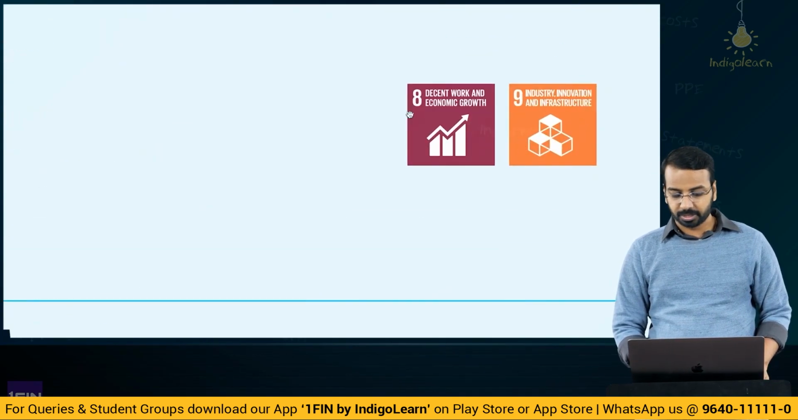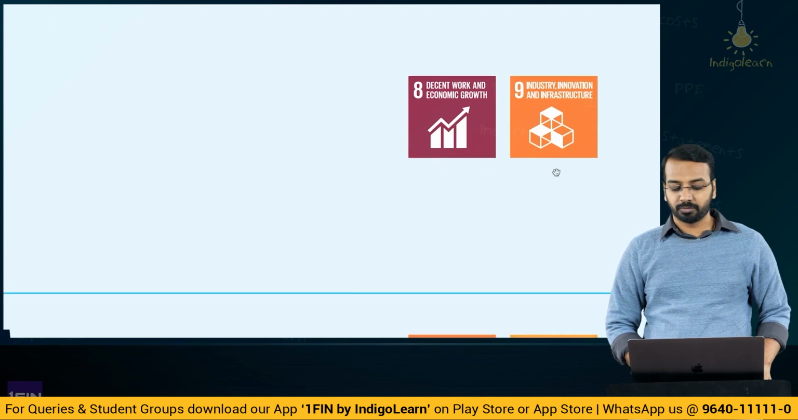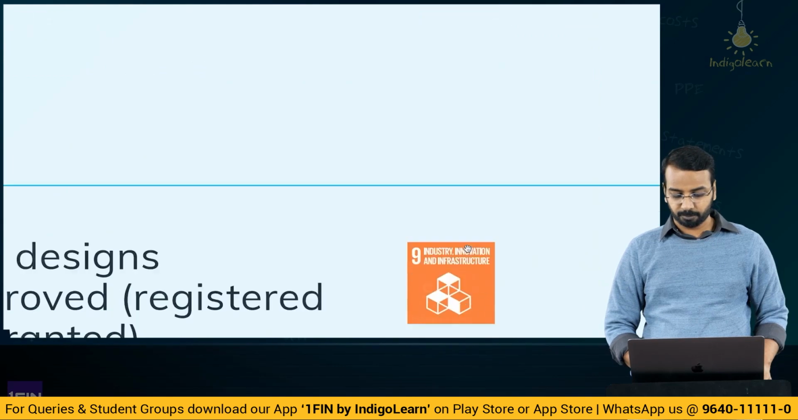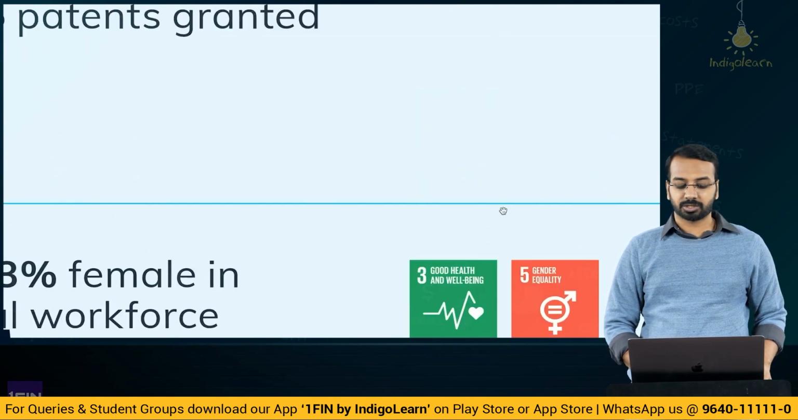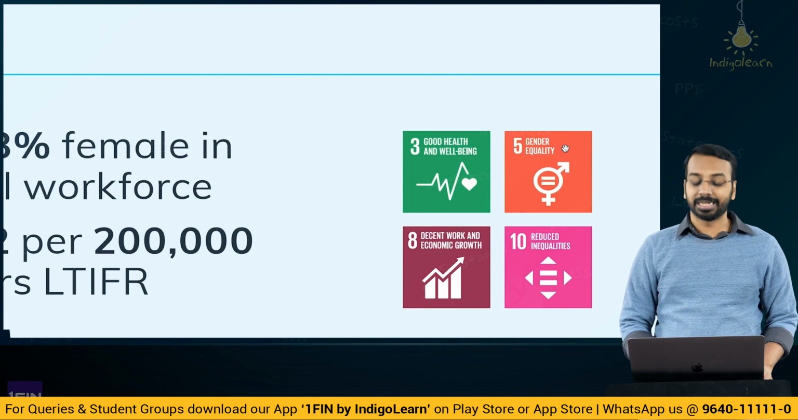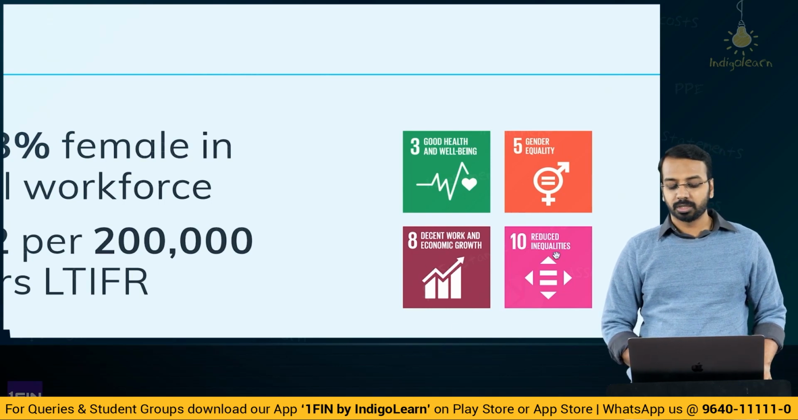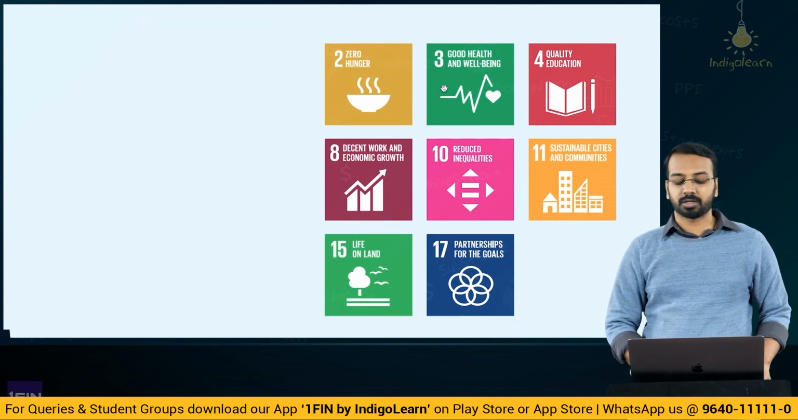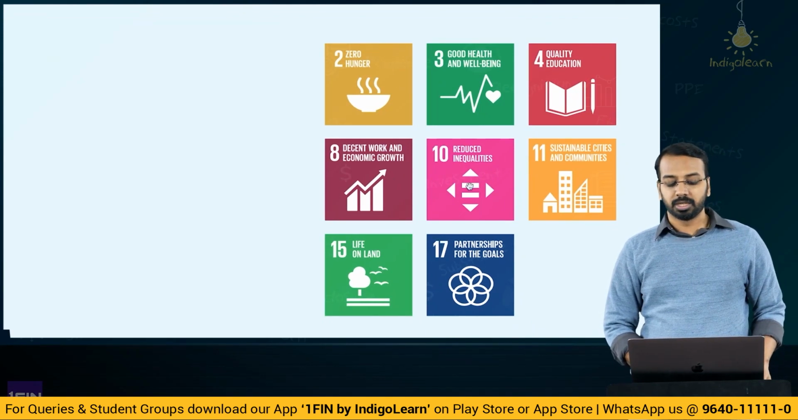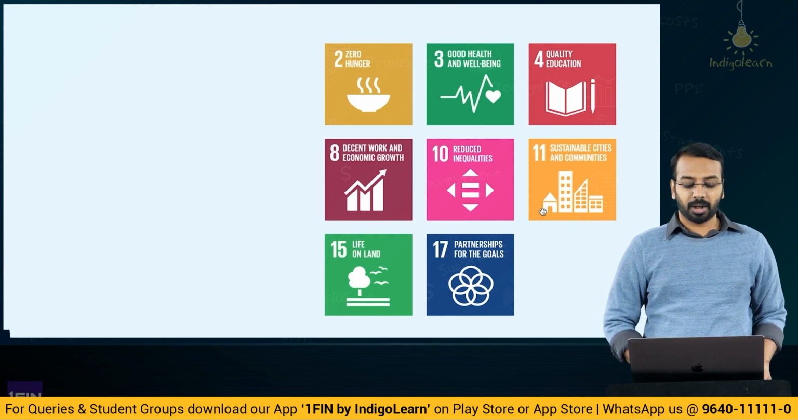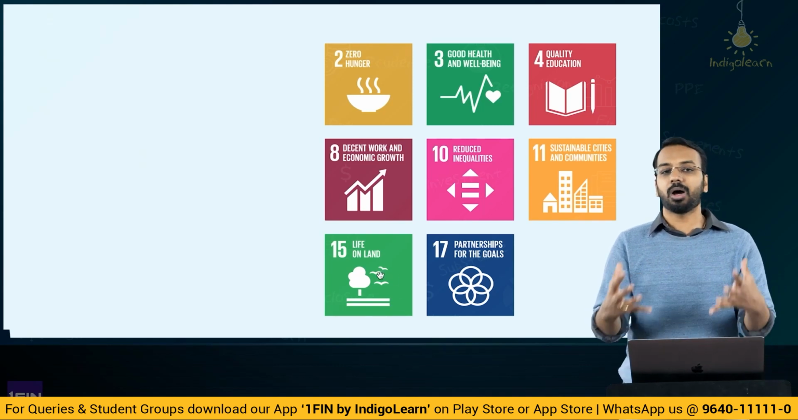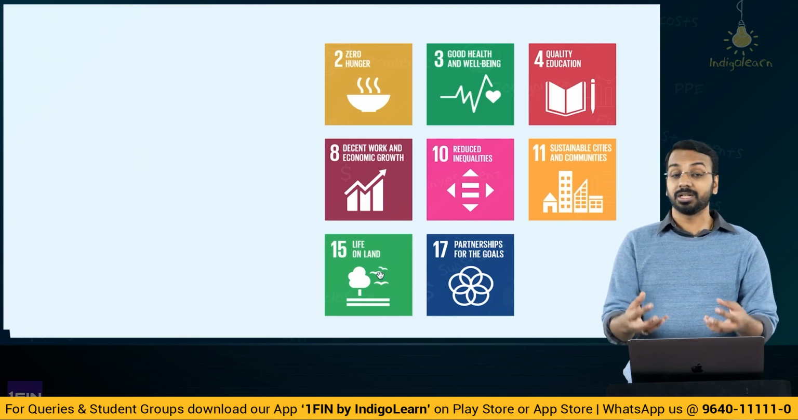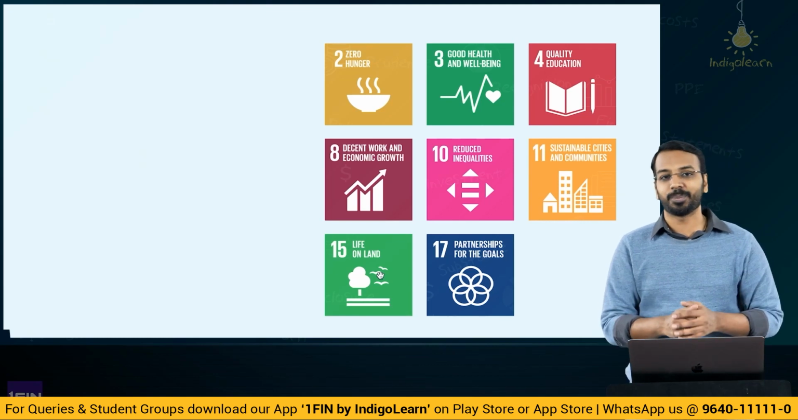So here decent work and economic growth, industry innovation, okay, then climate action, responsible consumption and production, then industry innovation and infrastructure, then good health and well-being, gender equality, decent work and economic growth, reduced inequalities, then zero hunger means working towards reduction of hunger, then quality education, reduced inequalities, sustainable cities, partnerships, life on land. So these are all the outcomes. So finally, the outcomes which add value, finally the outcomes which are achieved, which help in sustainable development.